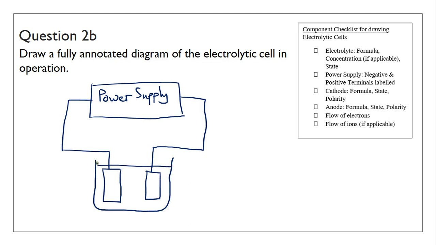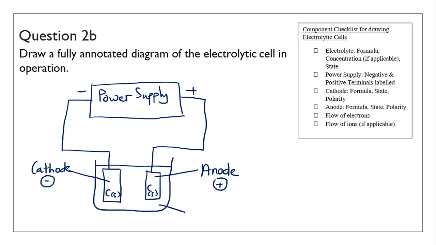Okay, so electrodes, electrolyte, power supply. Let's do some annotation. So negative, positive. This is your, well, it's carbon because it's inert. It just assumes carbon. This is your cathode, which is negative, and that's carbon as well. Question said that this one's also inert, so that's your anode, which is positive.